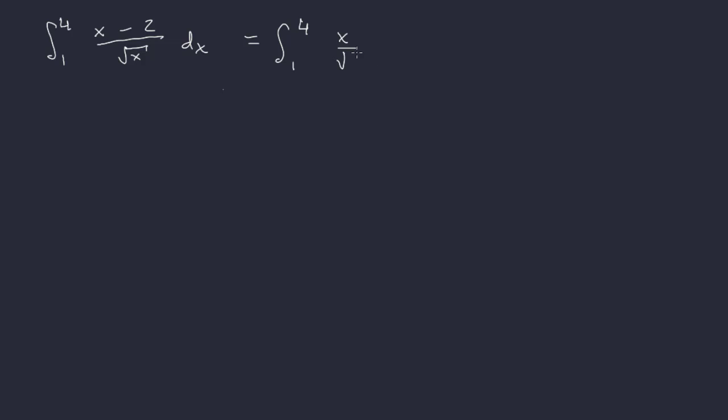So we will break this fraction apart to get x over square root of x minus 2 over square root of x, dx. And now I'm going to write these as powers, right? So this is x to the 1 over x to the 1/2. So this is going to be x to the 1 minus a half. And this is 2 over x to the 1/2. So this will be 2 times x to the negative 1/2.